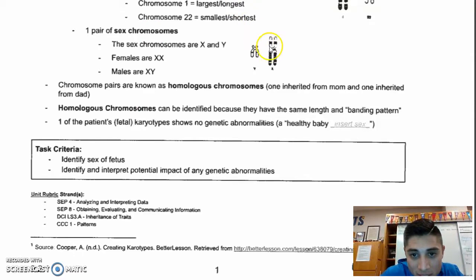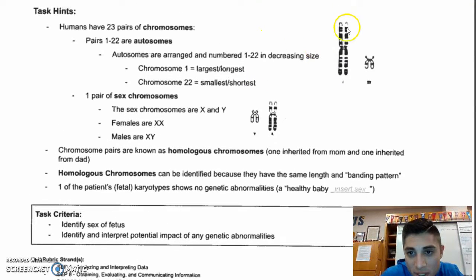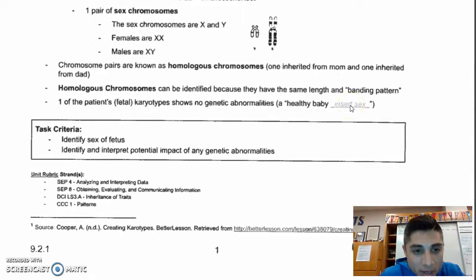They're the same length. And they have the same banding pattern. So the bands that come across the chromosomes, the banding pattern, they are exactly the same, if they're a pair.